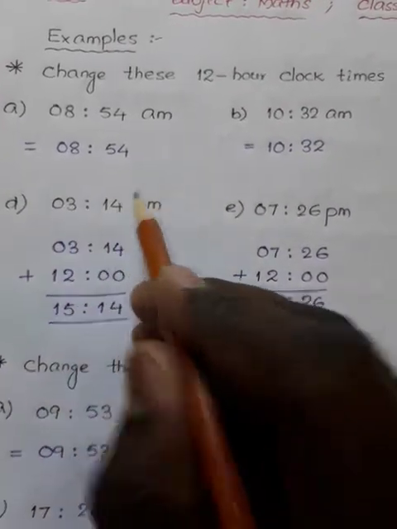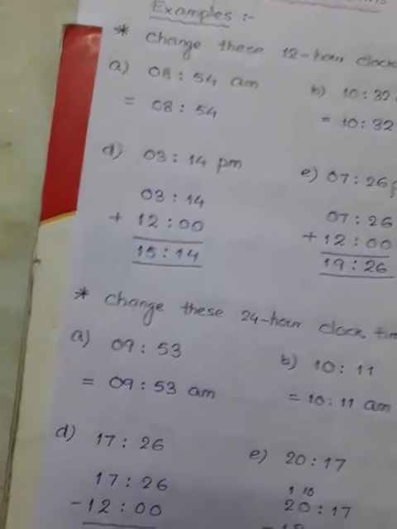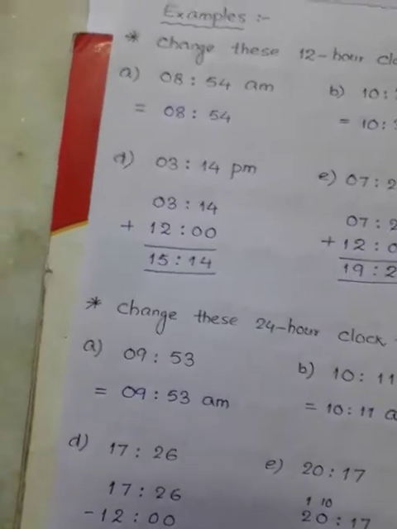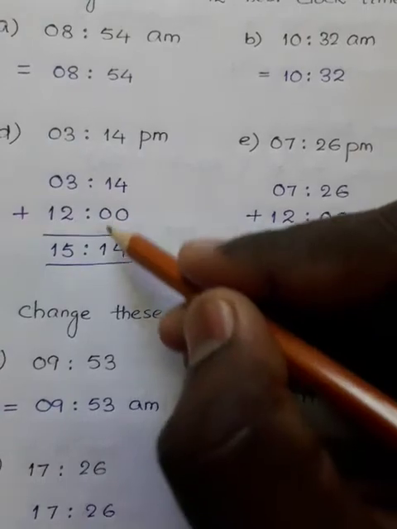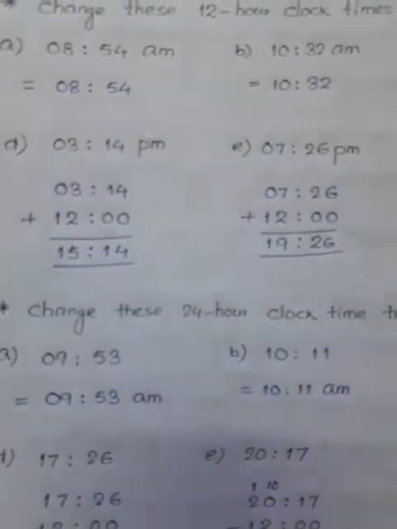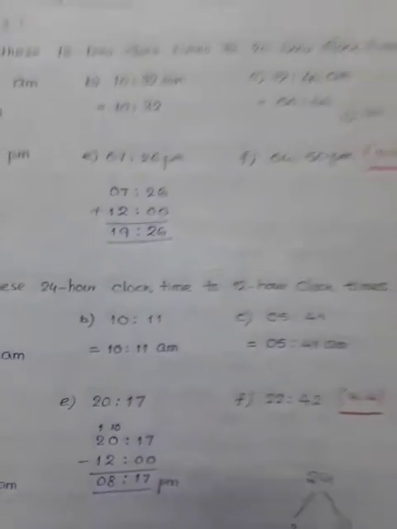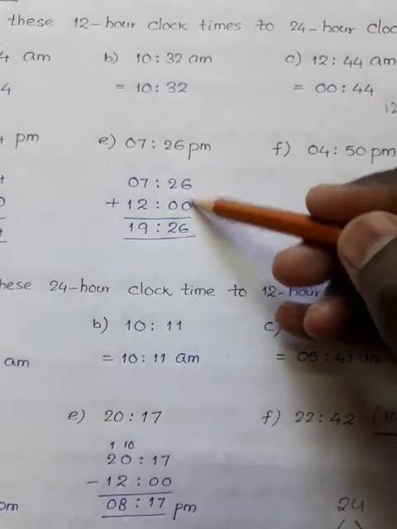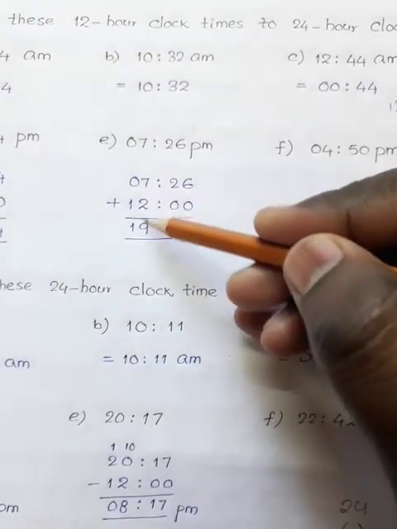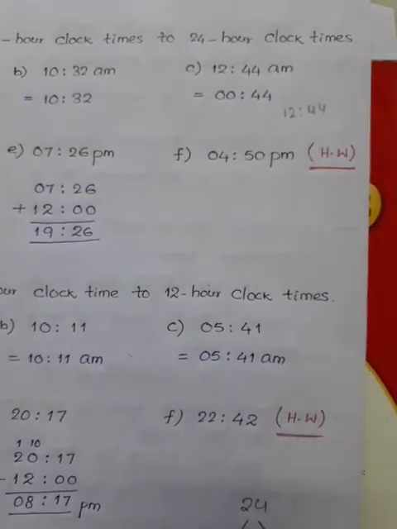Now it is 3:14 p.m. So whenever it is p.m., you should add 12. Whenever you want to convert from 12 hours to 24 hours, if it is p.m., you should add 12. So if I add 12, 3 plus 2 is 5 and 1, so 15:14. Okay. Next one is 7:26 p.m. Now it is p.m., so you have to add 12. 7 plus 2 is 9 and 1, so 19:26. Question number F is your homework.